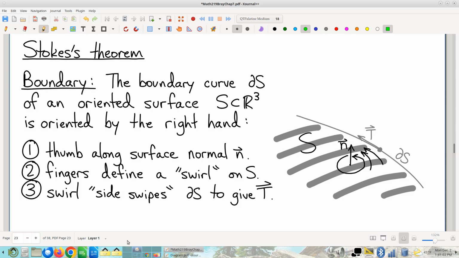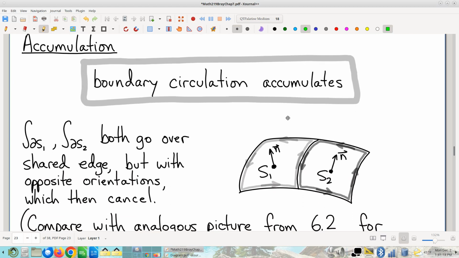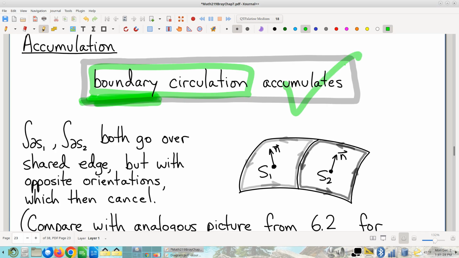We can do this. Okay, so reminder, last time we talked about Stokes' theorem. The very first thing we had to do is talk about boundary orientations. That's critical so that we can make the following observation. We need to be able to define boundary circulation, again, critically, specifically using the orientation we established about boundaries, and observe that it accumulates. It has this feature that the whole is the sum of the parts, and again, it's the usual picture: shared edge, opposite orientations, cancel. I've seen that several times previously.